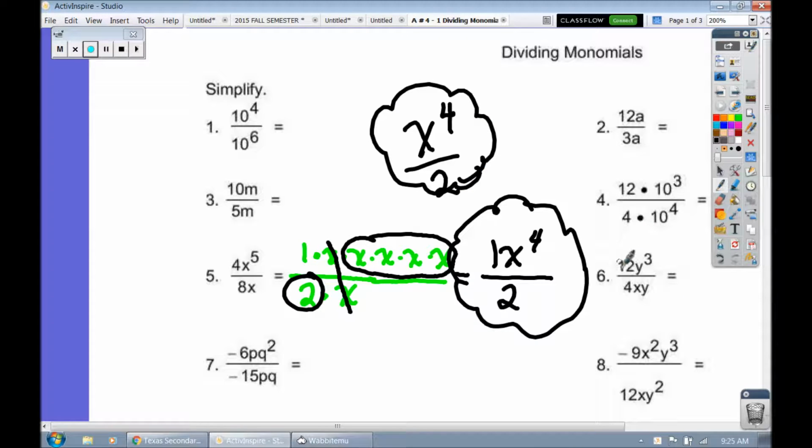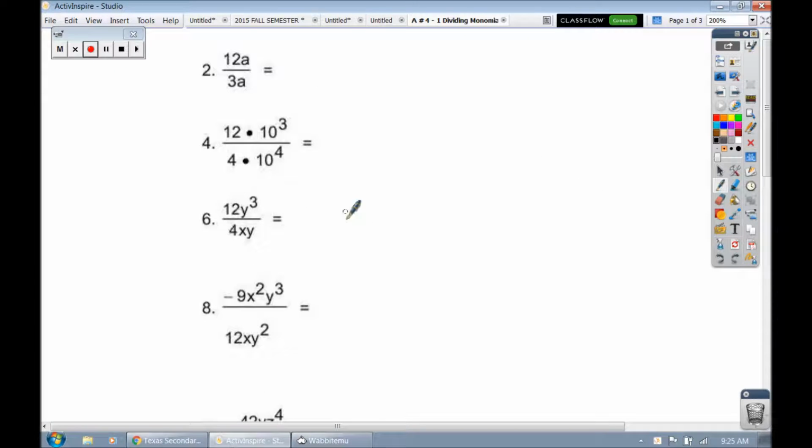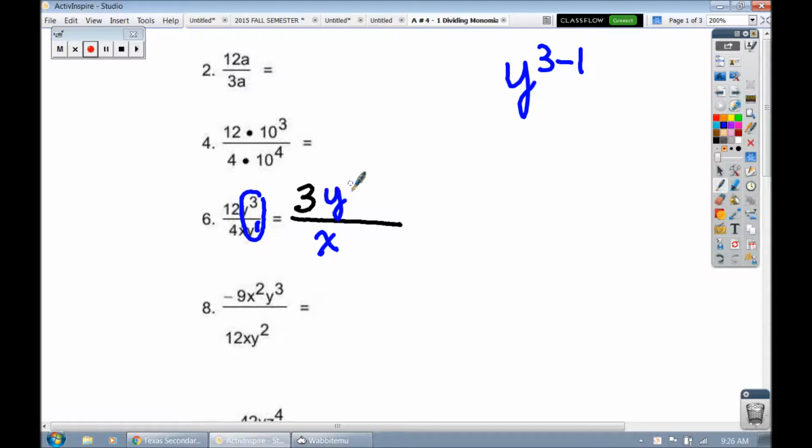All right, let's jump over here to number 6. We're going to skip around a little bit. Number 6, start with your number. Let's draw my fraction bar. 12 over 4 is a whole value of 3, so a whole value goes on the top part of the fraction bar. I don't have any x's to evaluate, so I'm going to leave x on the bottom. But notice my y's, y to the 3rd and y. So if I apply my rule, y to the 3rd, I'm going to subtract the exponents, 3 minus 1, that's going to be y to the 2nd. And our answer goes on the top part of the fraction bar.